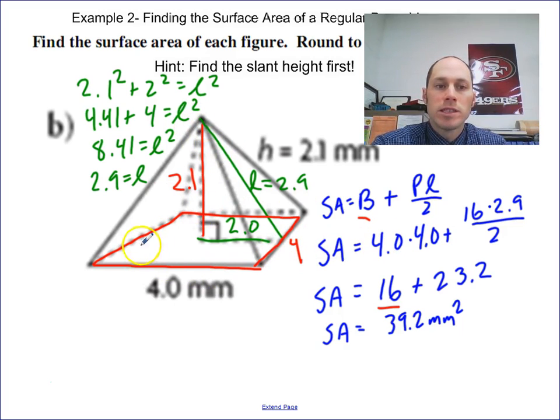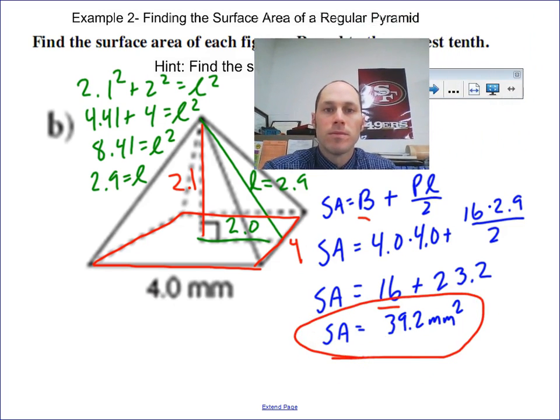Perimeter is 4, 8, 12, 16. Times my slant height, 2.9, divided by 2, since they're all triangles. And then I add up those two regions. 23.2 plus 16 gives me a total of 39.2 millimeters squared.